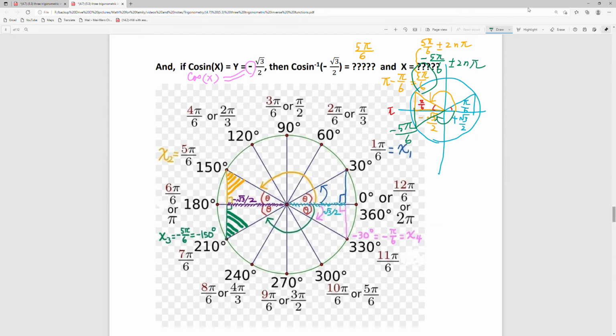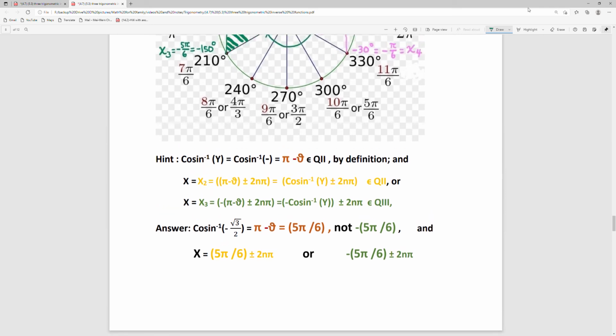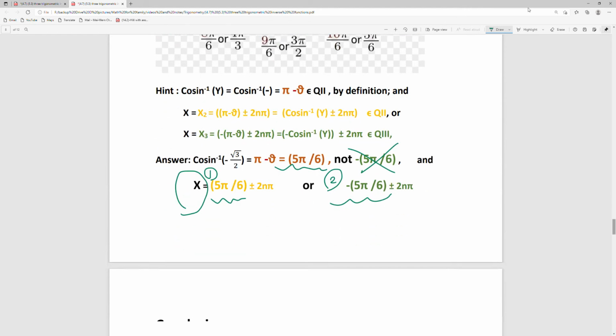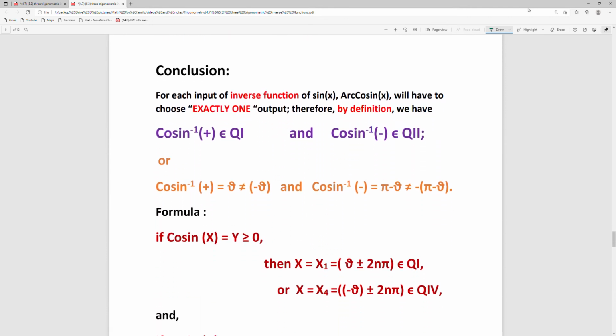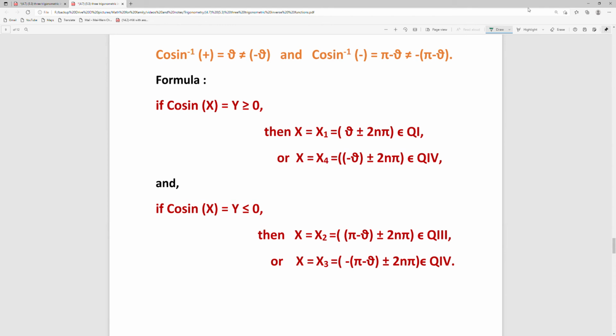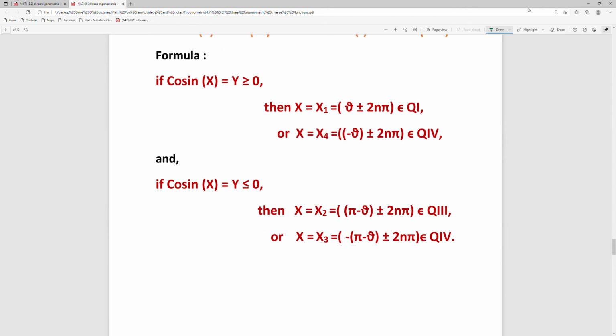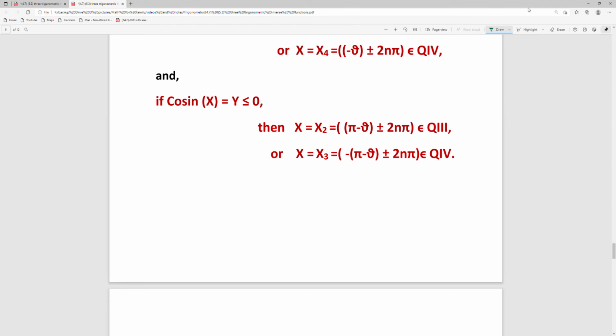If you want to make a formula, because it involves negative numbers, it's more complicated. But anyway, for our arc cosine, we choose 5 pi over 6. We don't choose negative 5 pi over 6. But when you solve for x, in general, you need to provide both groups of solutions. The conclusion, you can read in the document, the same thing I showed earlier.